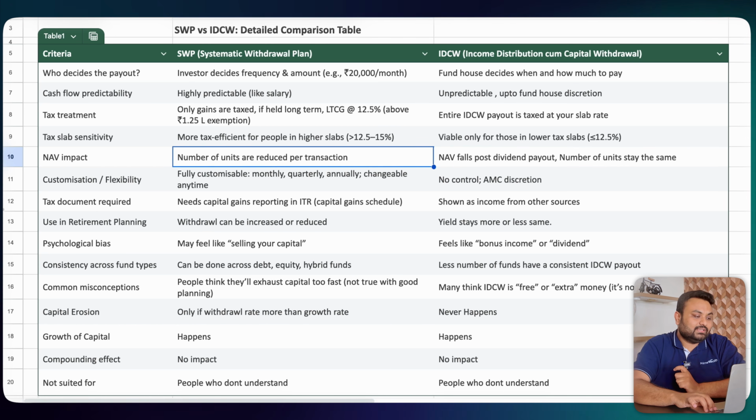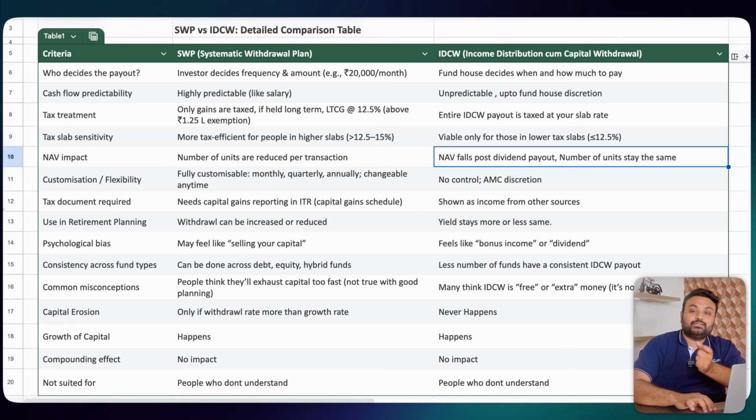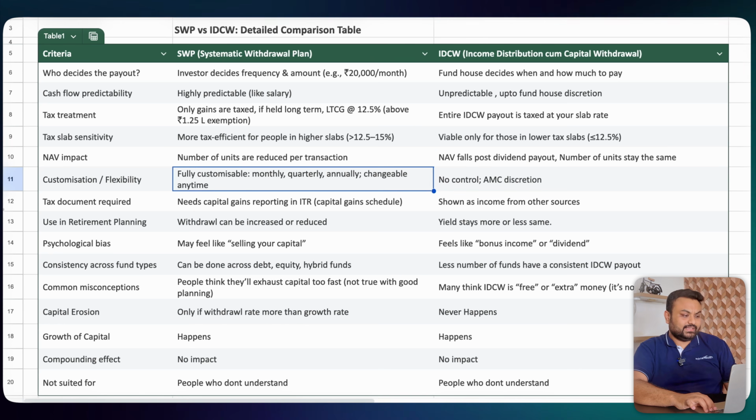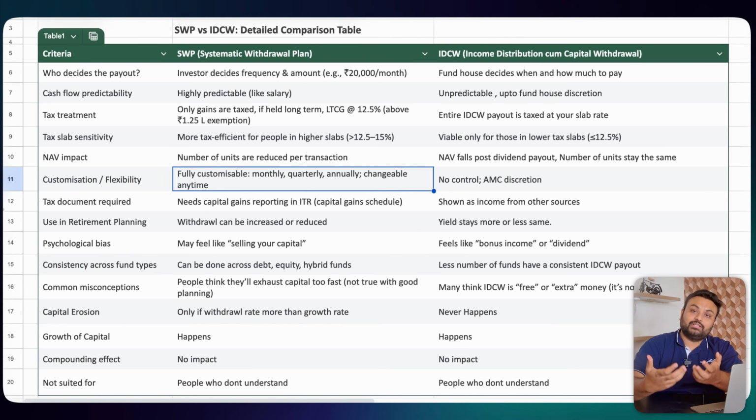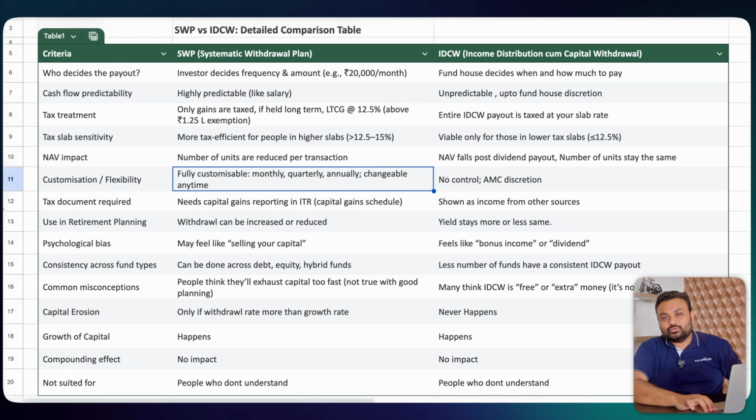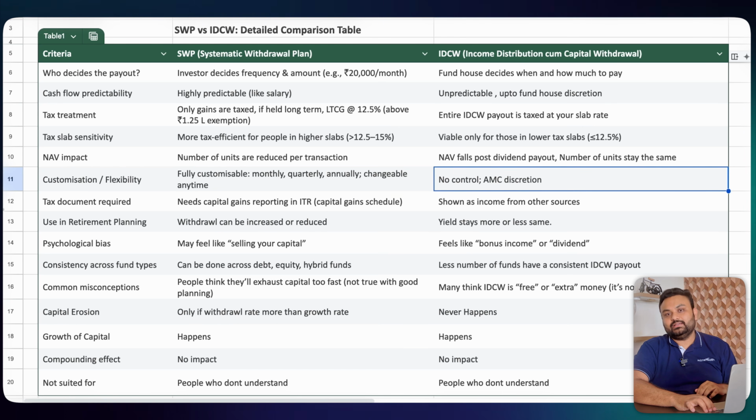Similarly, if you see the NAV impact, the number of units are reduced whenever you do any SWP, but the NAV usually stays the same. In case of IDCW, the NAV reduces the next day when you receive the dividend. It's called ex-dividend NAV. In case of customization, you can decide what kind of frequency you want the money at, monthly, quarterly, annually. You can decide the amount, change the amount, stop things, right? It's very flexible. But in IDCW, like I said earlier, AMC controls everything. You cannot decide what to do with it.